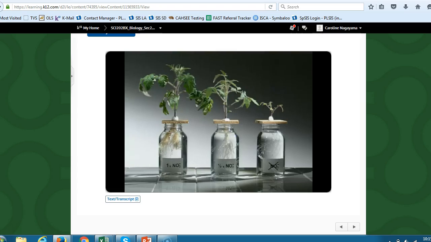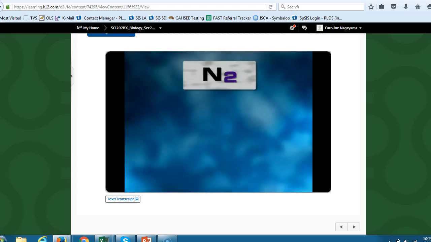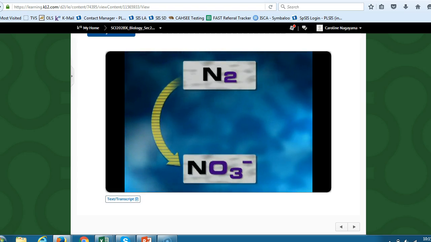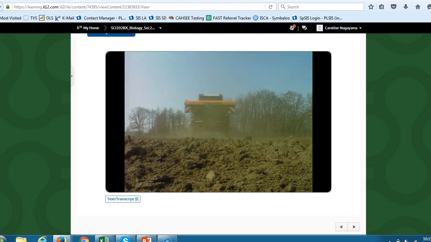So where does the nitrate present in the soil come from? Lightning provides a small amount. It converts nitrogen gas present in the atmosphere directly into nitrates. A more reliable way of increasing the nitrate content of soil is to add fertilizer.